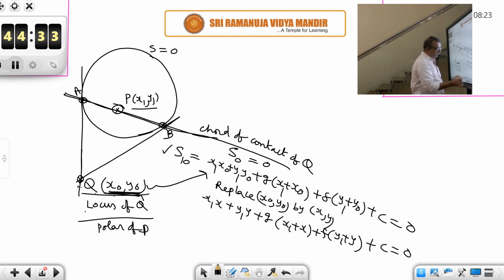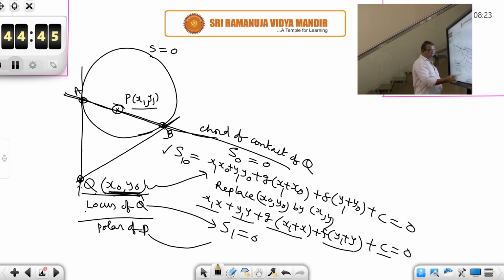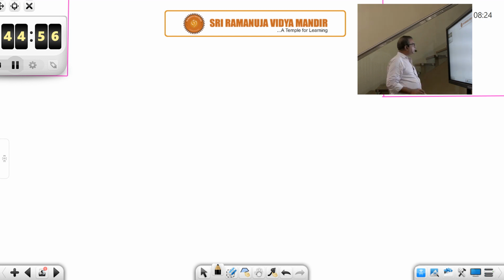Is it not S1 equal to 0? S1: xx1 plus yy1 plus g into x plus x1 plus f into y plus y1 plus c. Therefore, the locus of Q is S1 equal to 0. So that is why it is the polar of P. So the polar of P, we have proved it. Okay. Let us go. Polar of P is S1 equal to 0. We have proved it. Let us go forward.